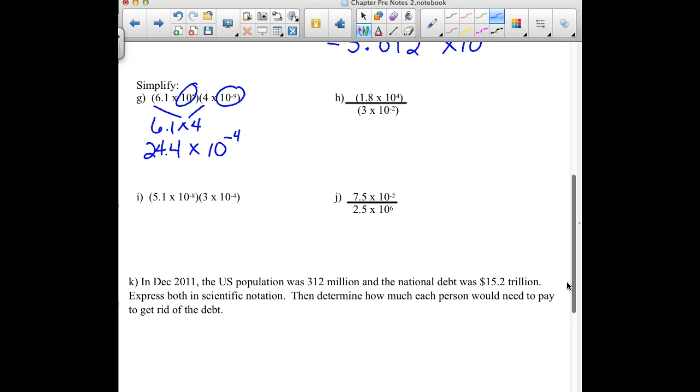However, this one is not in scientific notation because that 24 is too big. Our front number has to be greater than or equal to 1 but smaller than 10. So we really need to convert this and move our decimal back here, one space.